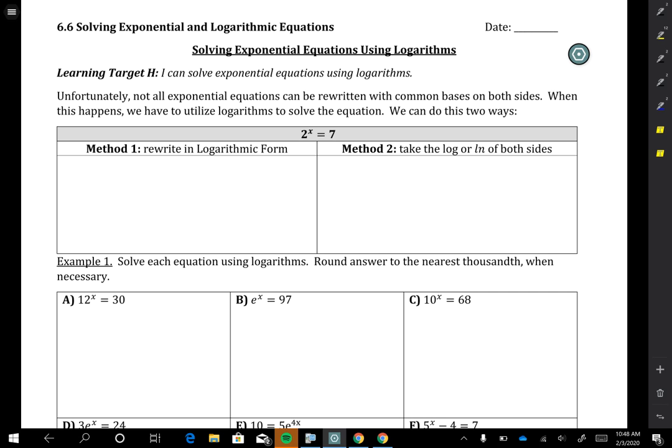Hey guys, welcome to our video lesson where we're going to be introduced to how to solve exponential equations using logarithms. So our learning target is: I can solve exponential equations using logs.